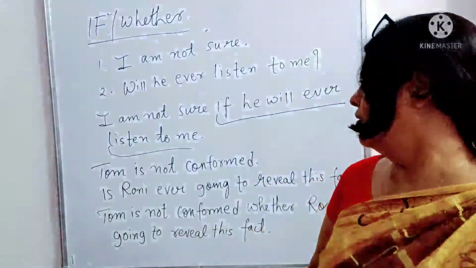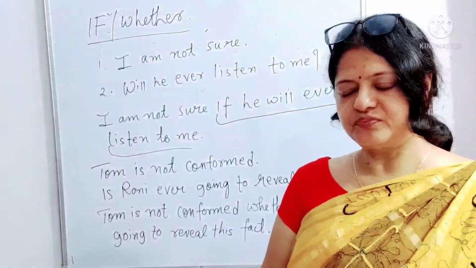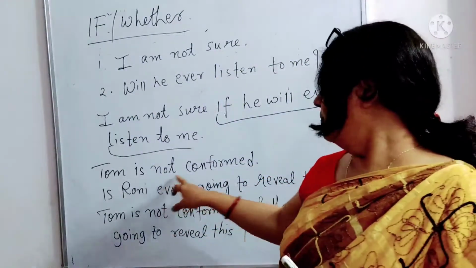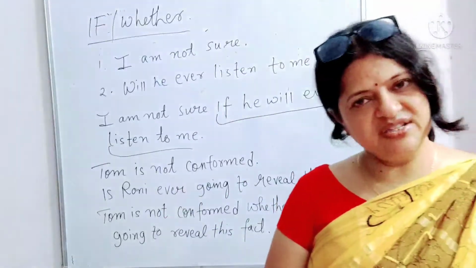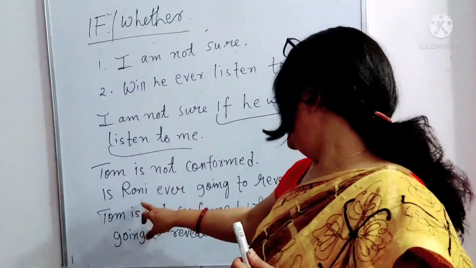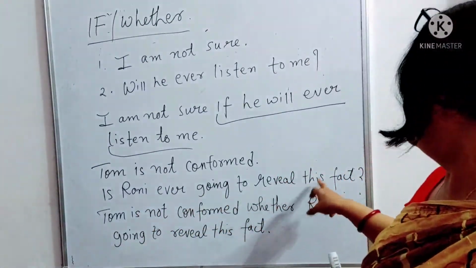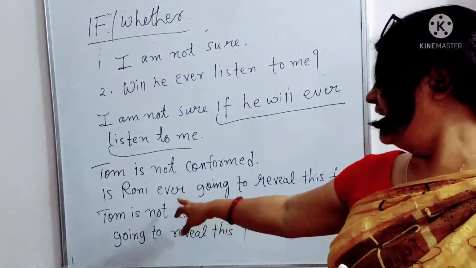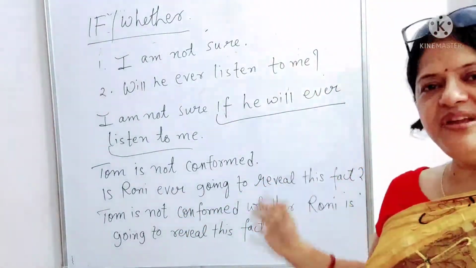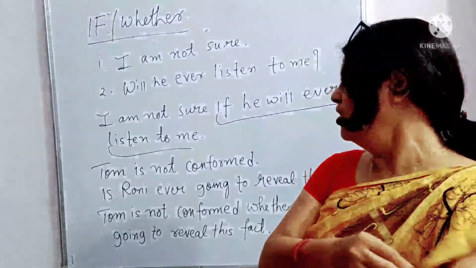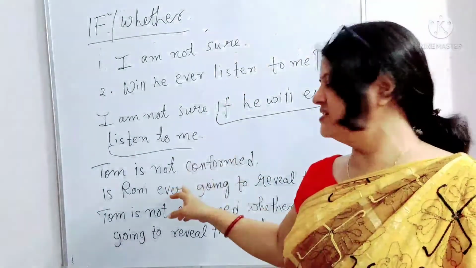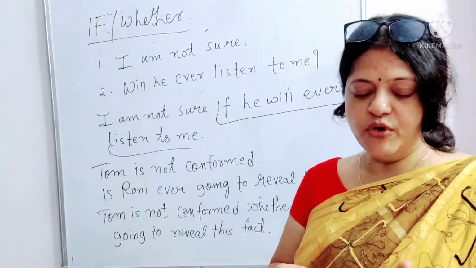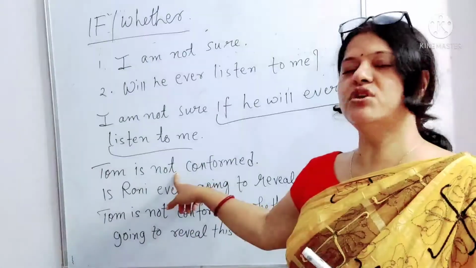Okay, now let's see another example where we are going to use if and whether. Tom is not confirmed, this is the first sentence. Is Rani ever going to reveal this fact? Again, the first sentence is an assertive sentence and the second sentence is an interrogative sentence. So we'll make a principal clause out of the first sentence.